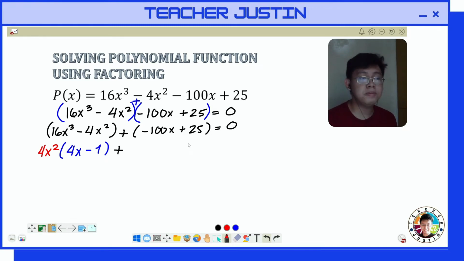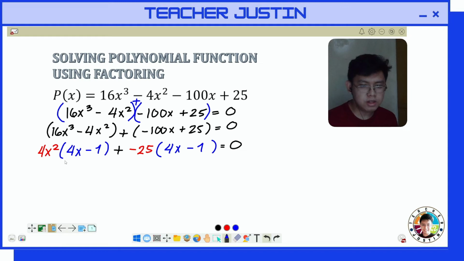So, let's apply common monomial factoring. So, negative 100x plus 25, their common factor is negative 25. So, again, since we have a negative leading term, we must factor out the negative sign as well. So we will factor out negative 1 and their common factor, which is 25. That's why we have negative 25. So let's divide each term by negative 25, giving us 4x minus 1.